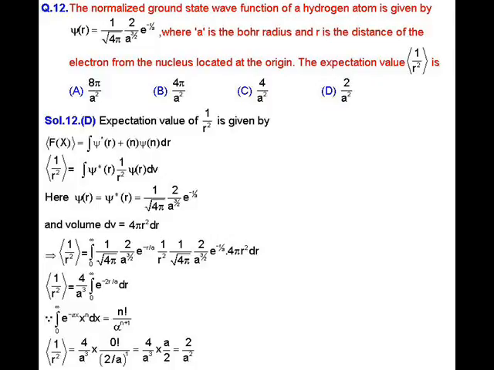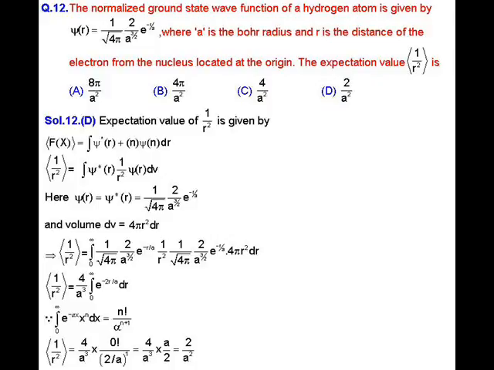So the expectation value of 1 by r square is the integral from 0 to infinity of 1 by square root of 4 pi, 2 divided by a to the power 3 by 2, e to the power minus r by a, into 1 by r square, into 1 by square root of 4 pi, 2 divided by a to the power 3 by 2, e to the power minus r by a, into 4 pi r square dr. That implies the expectation value of 1 by r square is equal to 4 divided by a cube, integral from 0 to infinity of e to the power minus 2r by a dr.